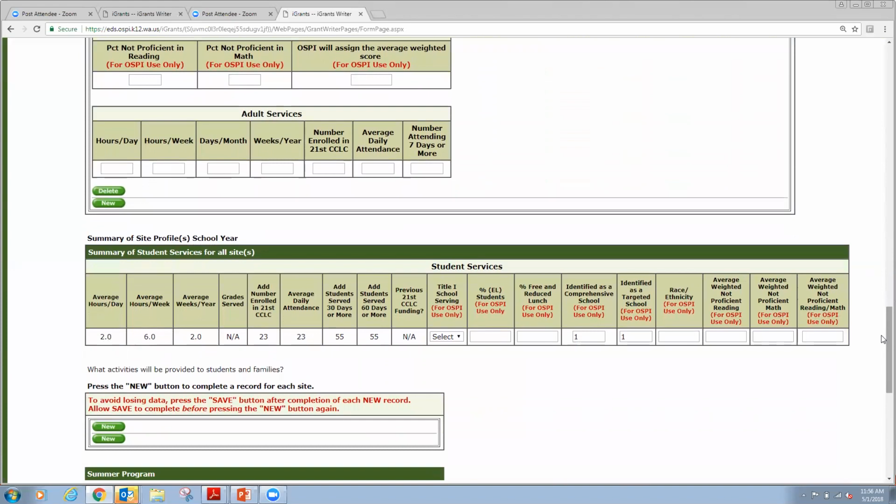And this summary of site profiles for school year is kind of an FYI for you, and it will average the hours, the weeks, and number of enrolled students. It will add that. It will average the daily attendance per each site you put in. It has the data in the form package to go ahead and do that for us.